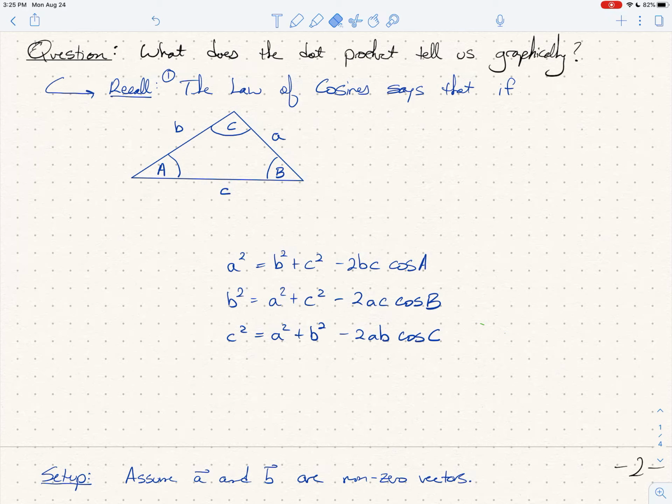And so in order to answer that question, I need to review a math formula that you may have forgotten. It's called the law of cosines. The law of cosines is actually a generalization of the Pythagorean theorem. So the Pythagorean theorem is a special case of the law of cosines. And so here's the setup.